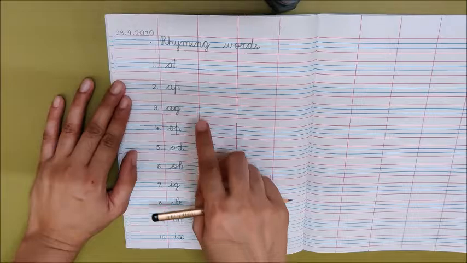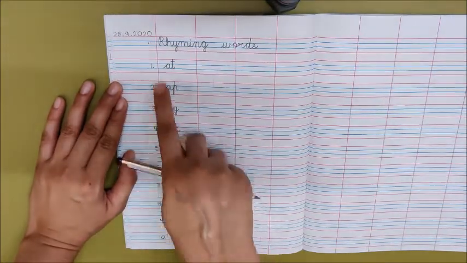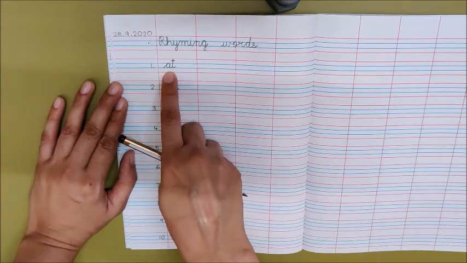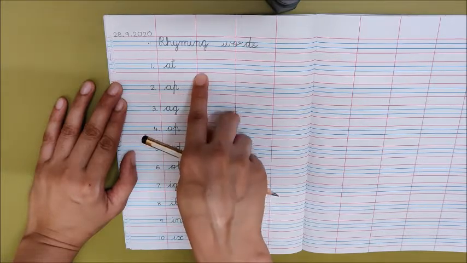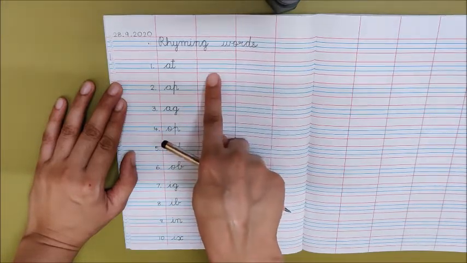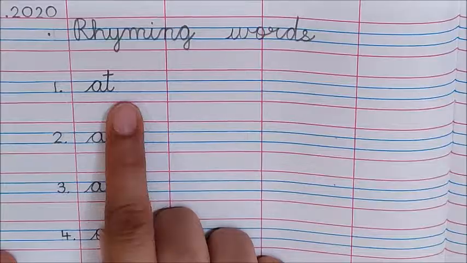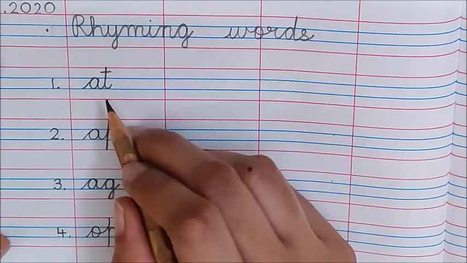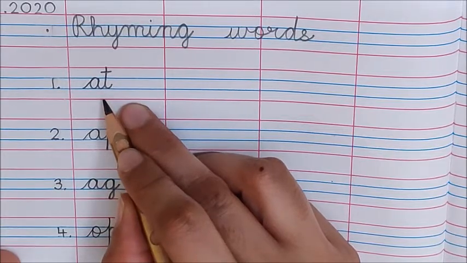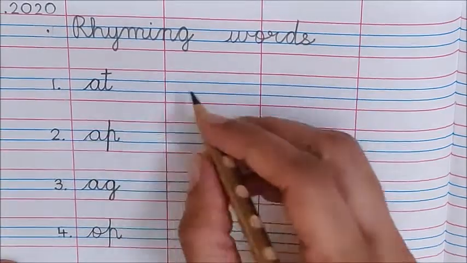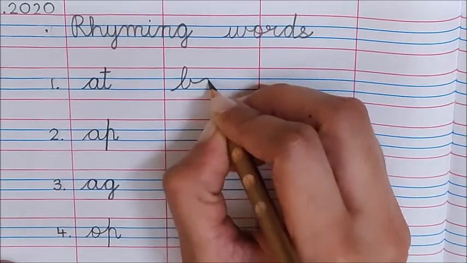Now children, let us write 2 rhyming words for each word family. The first word family is at. So for at, you have to write 2 rhyming words. One in this column and the second one in the next column. Let us begin. For at, can you think of a rhyming word? What is it which you use to hit a ball? Bat. So write down bat.